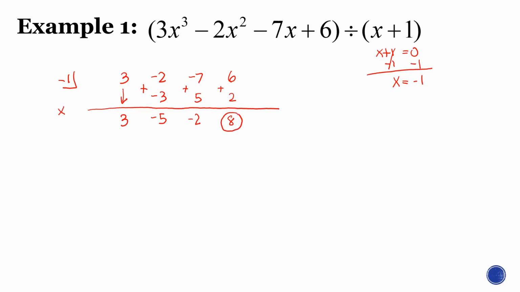So what does it mean? That means that there is a remainder of 8. Okay, so which also means that x plus 1 is not a factor of 3x cubed minus 2x squared minus 7x plus 6. So the next thing that we will do here is we will transform or convert 3, negative 5, and negative 2 into a polynomial.